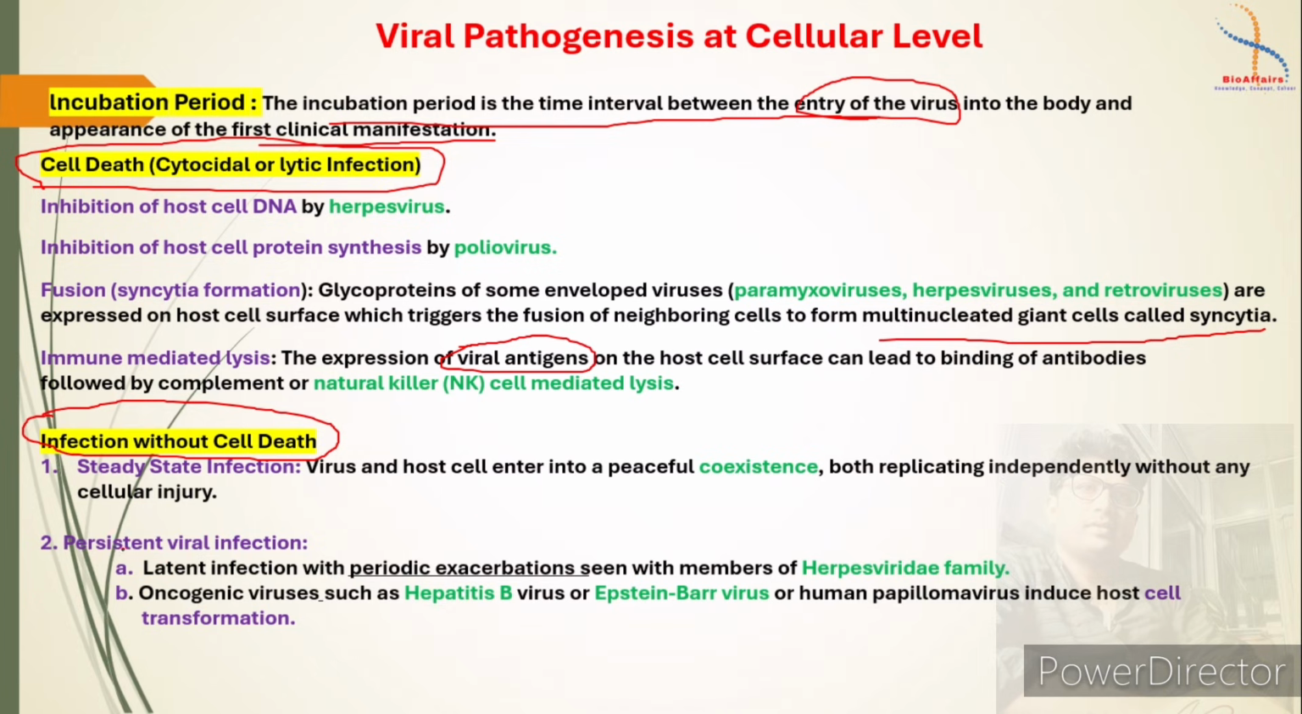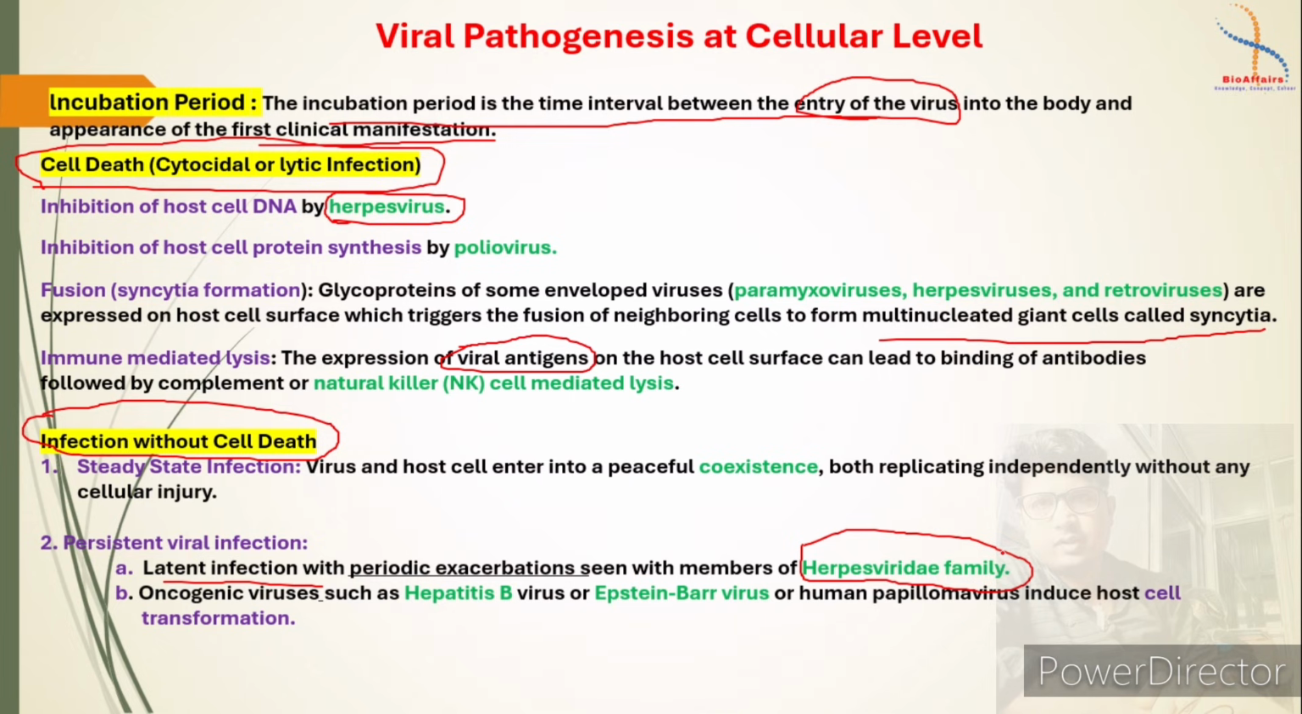Now persistent viral infection, what happens? One is latent infection with periodic exacerbations, seen with the family of herpes viruses. Here you can see I have given the herpes virus family in both the cell lysis pathway and the non-lytic cellular infections. Herpes family viruses can go either way: they can lyse the cell, or they can hide within the cell for longer periods, and then someday they will come again, propagate, make progeny and infect other cells.